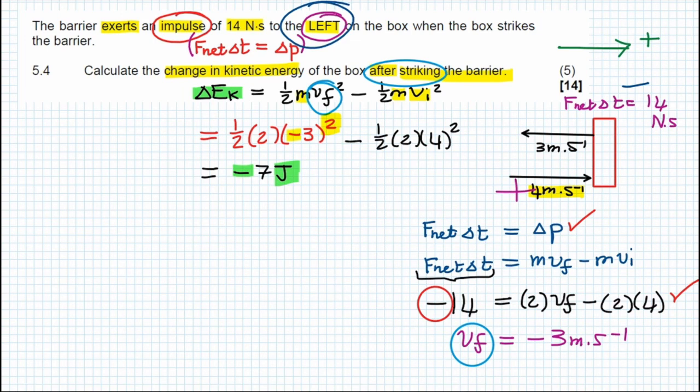You then get a mark for writing down the formula to calculate the change in kinetic energy. 1 mark for substituting into this formula. And lastly, a mark for your final answer to this question. That gives you your 5 marks for question 5.4. This entire question is out of 14 marks.